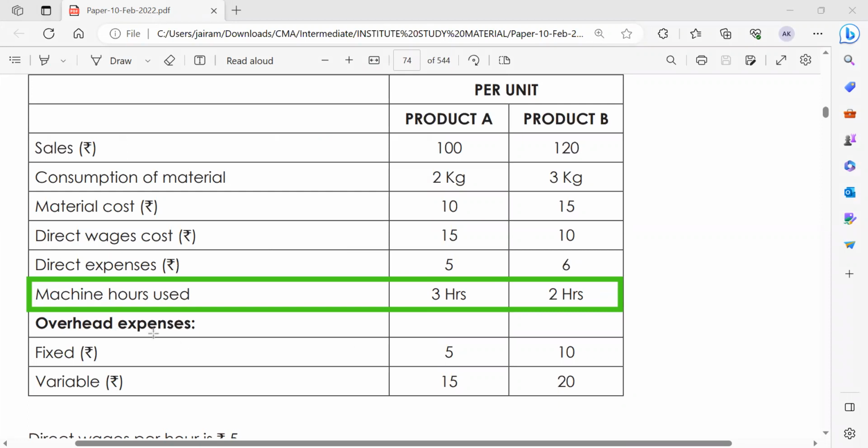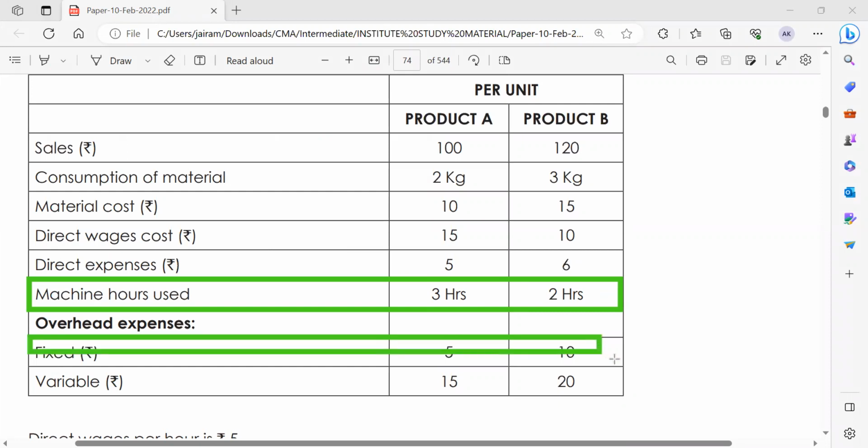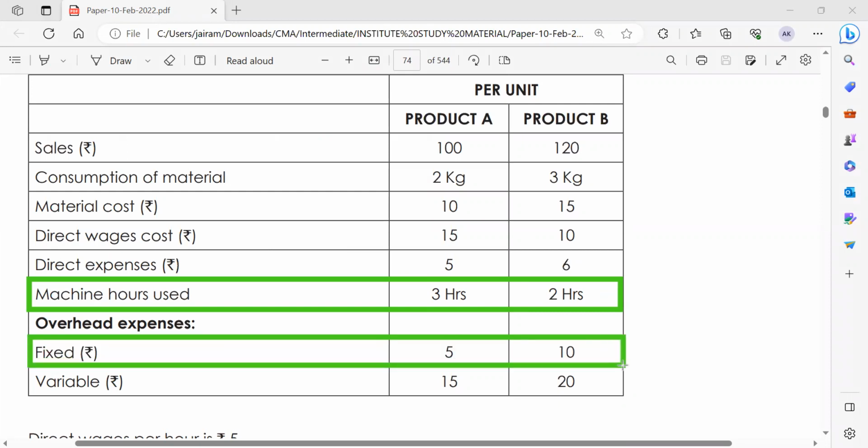And then overhead, in that you have been given fixed and variable. So variable we have already used. Now fixed you can only use when you have got some volume given, right? A certain number of units have to be given, only then we can calculate the total fixed cost using that. Otherwise, this per unit fixed cost is of no use. So let's see.